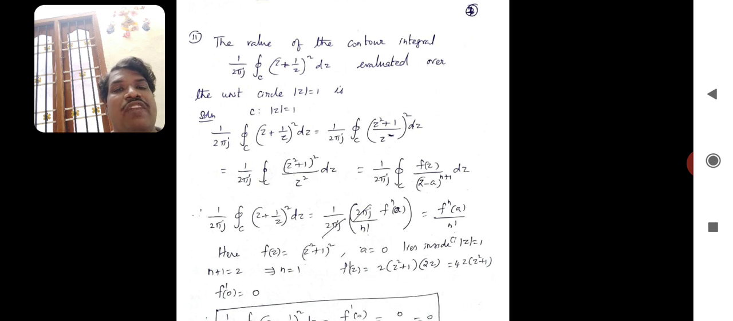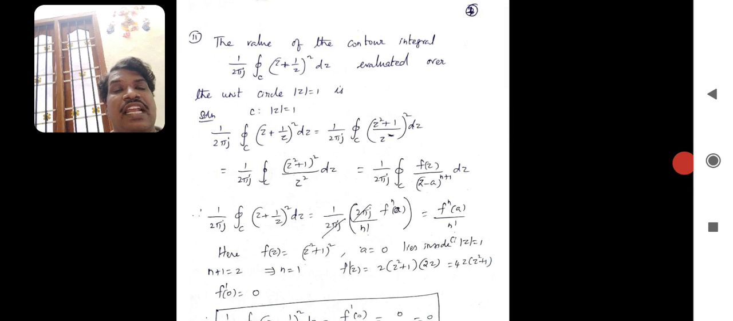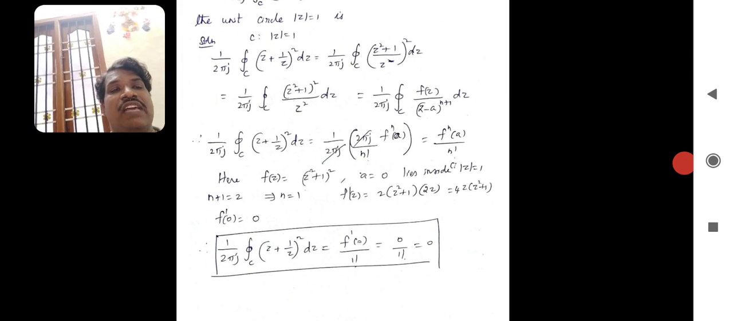So therefore I want to find what is f dash of z. So f of z is z square plus 1 the whole square. So f dash of z is 2 times z square plus 1 into 2z. So after substituting z value as 0, that is the derivative of the function f at the point 0 is 0. So therefore the answer for the given integration is 0. So thank you for your listening.